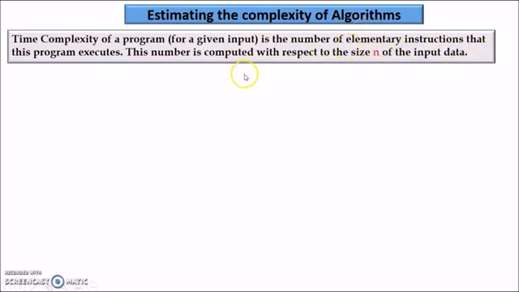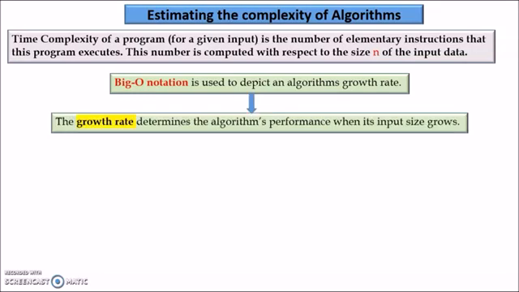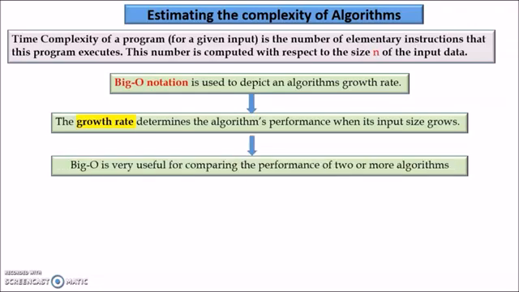So here I am going to introduce a new term to determine the complexity of algorithm, a very important term, that is big O notation. It determines the complexity of algorithm and it compares algorithms and tells us which is best. Notation is used to depict an algorithm's growth rate. So what is this growth rate? A growth rate determines the algorithm's performance when its input size grows. Okay. Big O is very useful for comparing the performance of two or more algorithms and taking decisions.